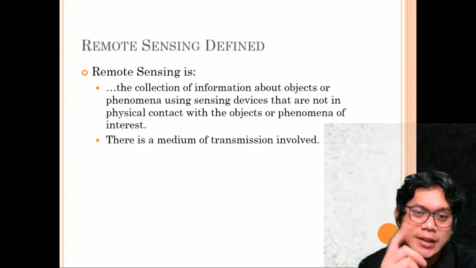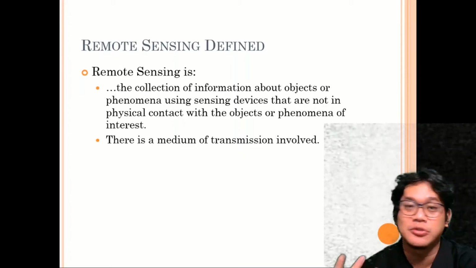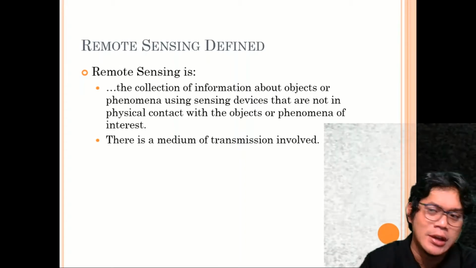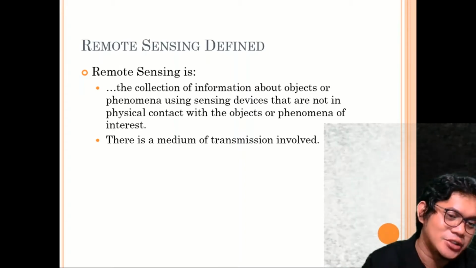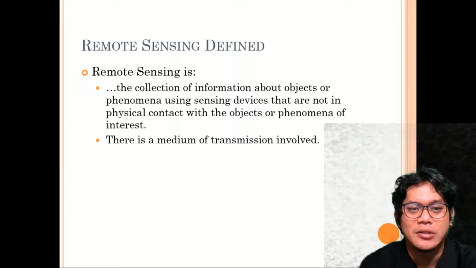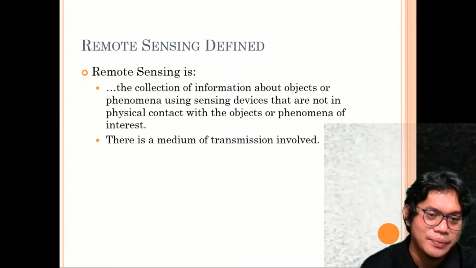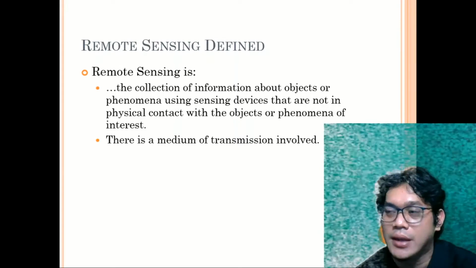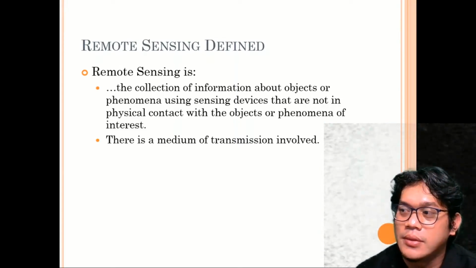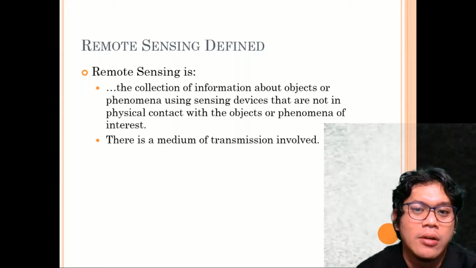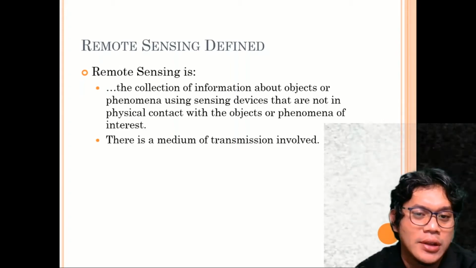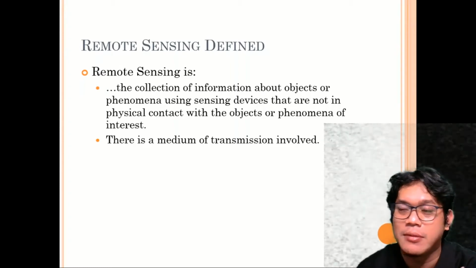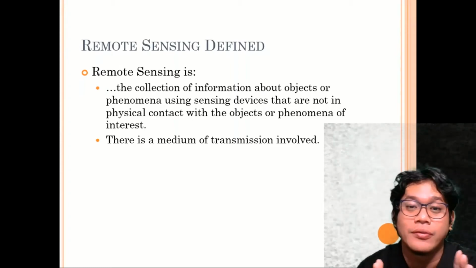This is done by using sensing devices. Sensing devices could be an RGB camera, the normal cameras. It could be specific cameras. It could be radar. It could be a laser detection system that is not in physical contact, meaning it must be hanging, like this. This is the surface, and it must hang, without any contact with the objects or phenomena of interest. And in between there must be some medium of transmission involved.